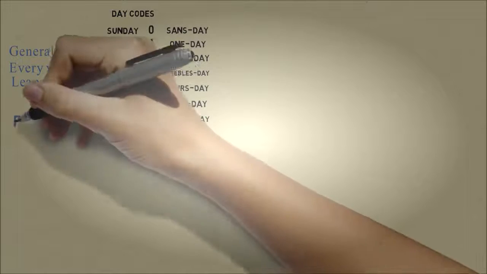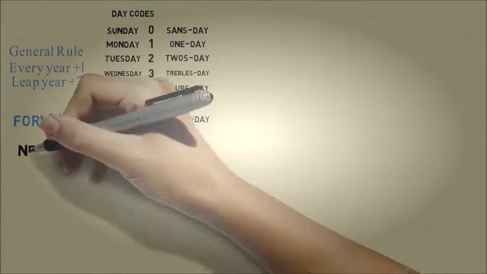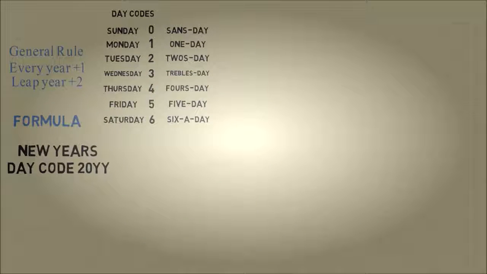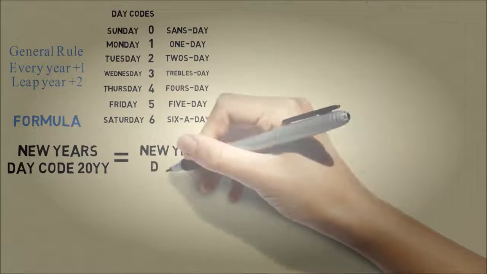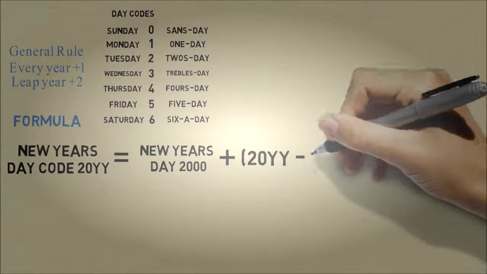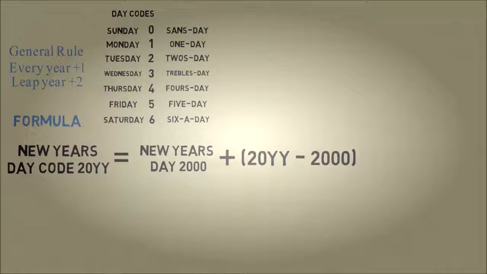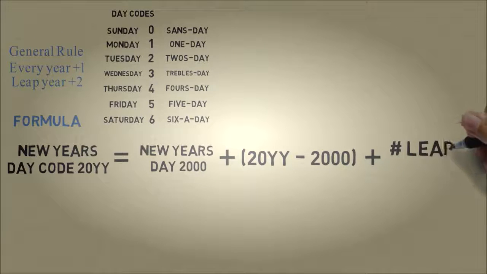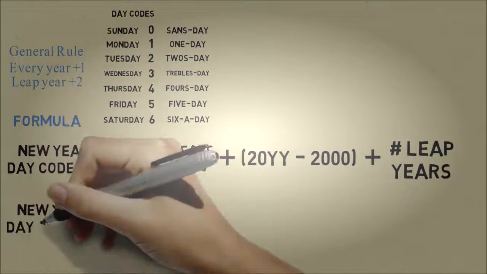So now let's try and come up with a numerical formula to come up with the day that the new year starts, given the year 20YY. So we know we want to start out with the day that the new year started in 2000, plus we're going to add 1 day for every additional year beyond the year 2000. So that's 20YY minus 2000. We also want to add in an extra day for the number of leap years. So we can simplify this formula.